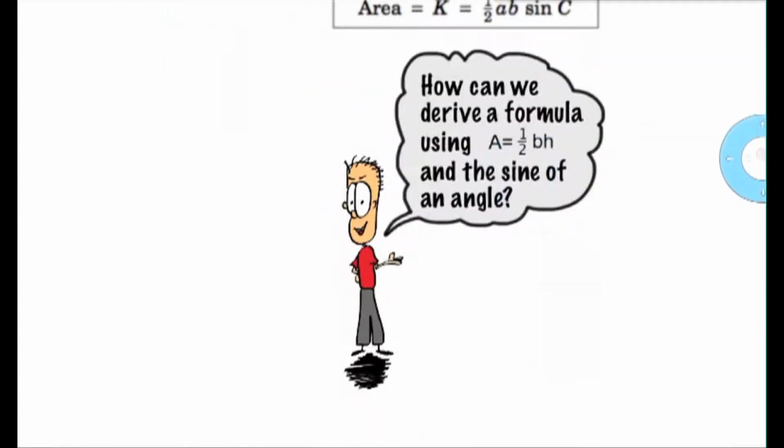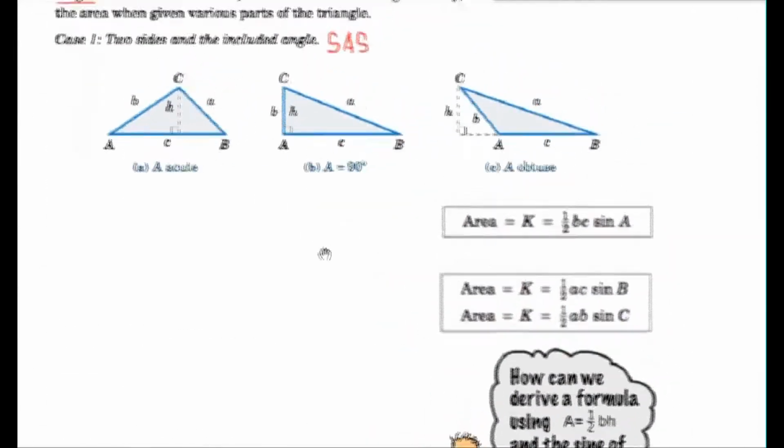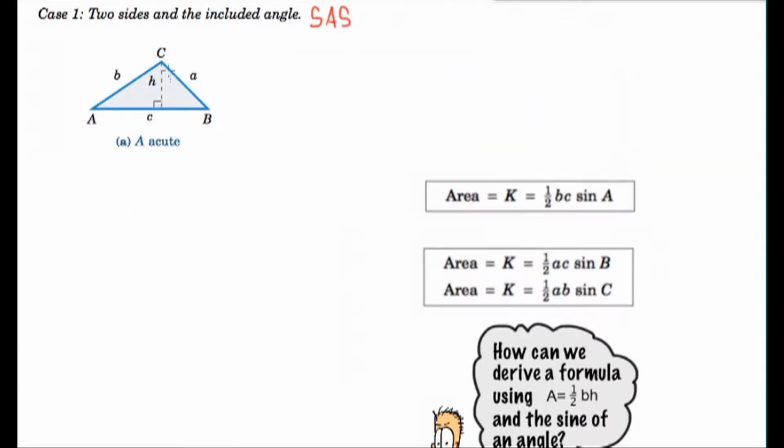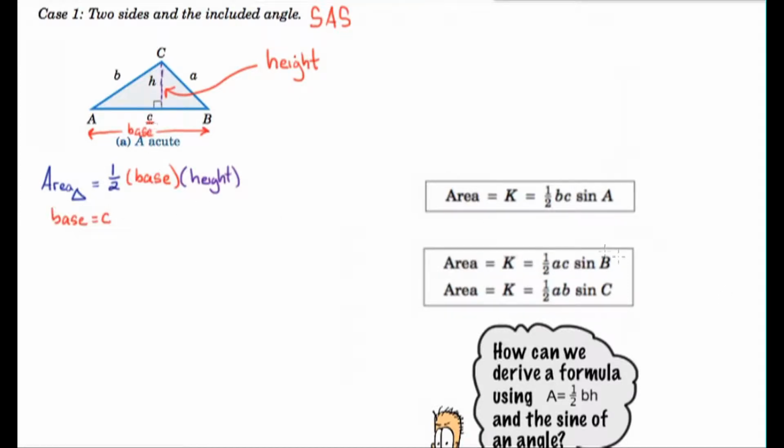So in case 1, we have two sides and the included angle, so that's side angle side. So we know that the area of the triangle is 1/2 base times height. So we know that A to B is the base. We can use that as the base, so that would be little c.